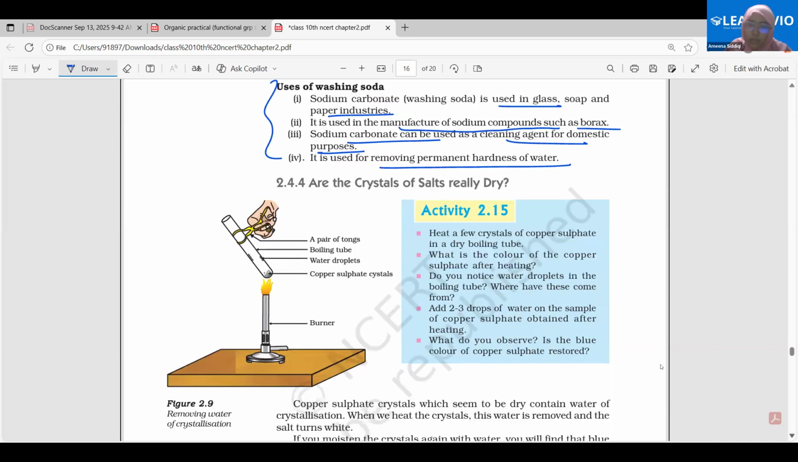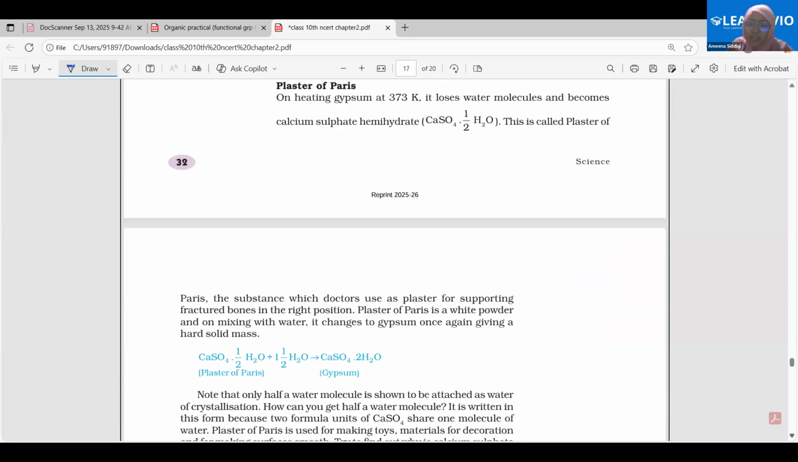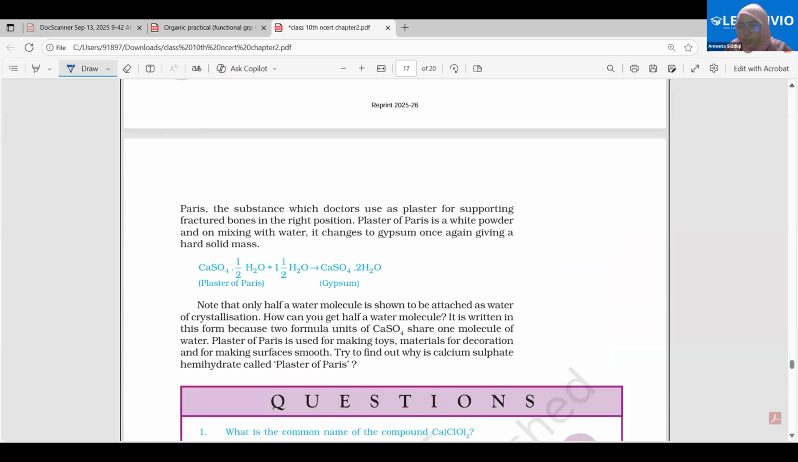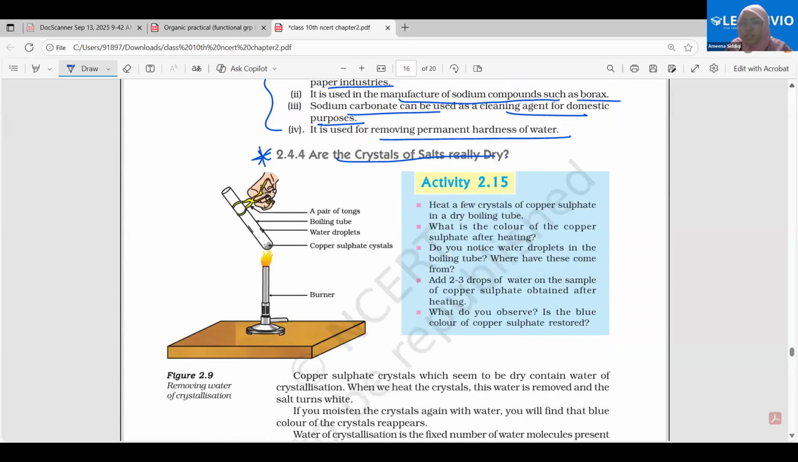Now, are the crystals of salt really dry? I will discuss this in the next class, inshallah. We will need one more class to finish this chapter. We'll discuss this last topic. And in the next class, if you allow me, I want to discuss the questions. If you would be prepared with at least some of the concepts, we'll be discussing some questions related to this chapter, acids and bases, okay? Because only the last topic is left. We'll be discussing plaster of Paris and water of crystallization again, okay?